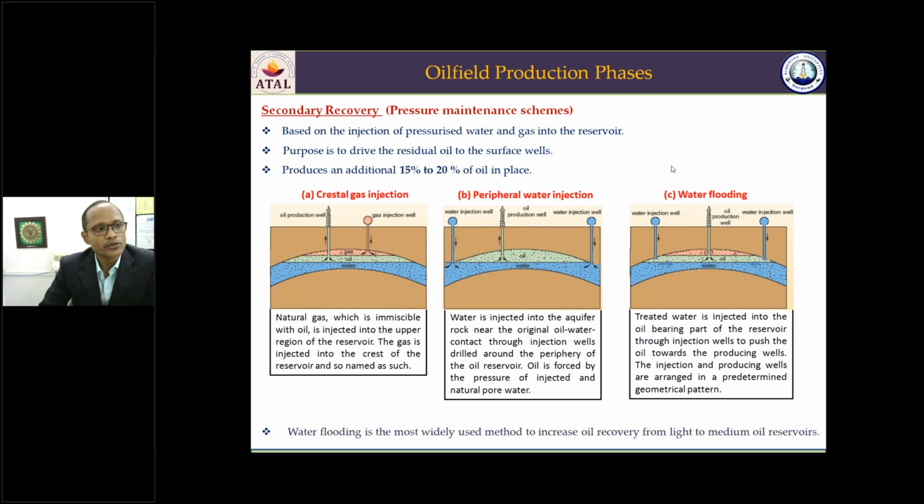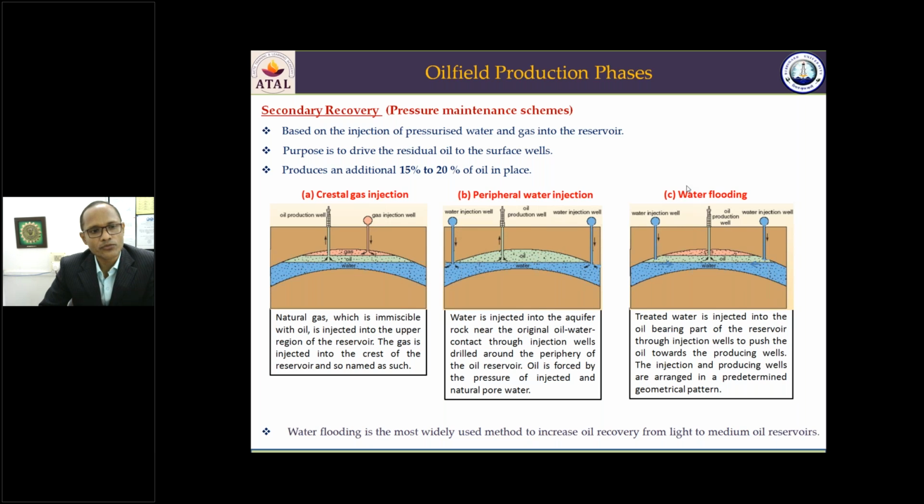So secondary recovery, as I told you, involves the injection of classical fluids. By classical fluids, we mean the water and the natural gas. It can be classified as crestal gas injection, peripheral water injection, and water flooding. In crestal gas injection, we are injecting the gas from the surface into the crest of the reservoir. This gas, as it is injected, pushes the oil to the surface. In peripheral water injection, we inject the water through wells which are in the peripheral region of the oil reservoir. So it's called peripheral water injection.